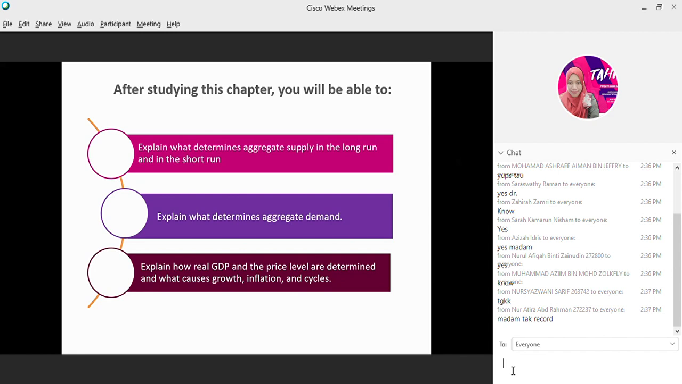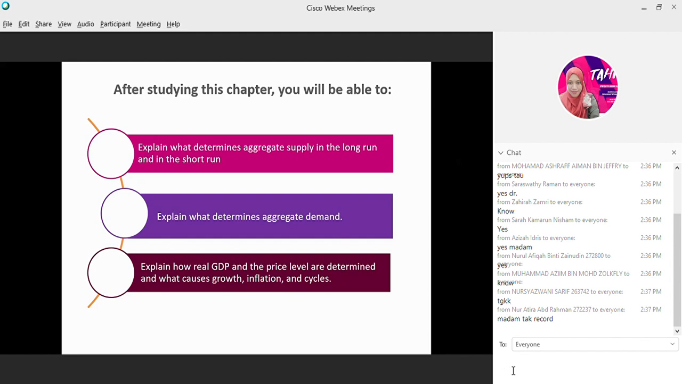Okay. So when I explain about the determinants, it means that I'm going to explain about what are the factors that will shift the AD and AS. I mean, for this one is AS to the left or to the right. So then I'm going to introduce you with the AD curve, and what are the factors that will shift the AD to the left and to the right. So for the AD, we don't have short run and we don't have long run. Okay, we just have only one AD, right?